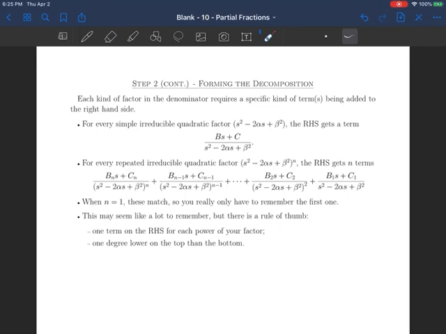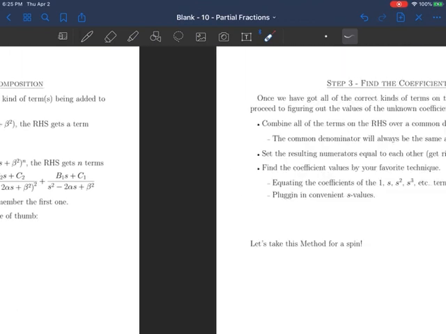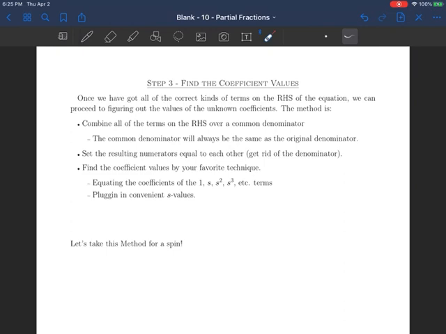Right? So it seems like a lot to remember, but just remember this. You get one term on the right-hand side for every power of the factor. And then you always put on the top something 1 degree lower. So if you have a quadratic on the bottom, you put a linear term on top. If you have a linear term on the bottom, you put a constant on top. That's it. You can put it together.